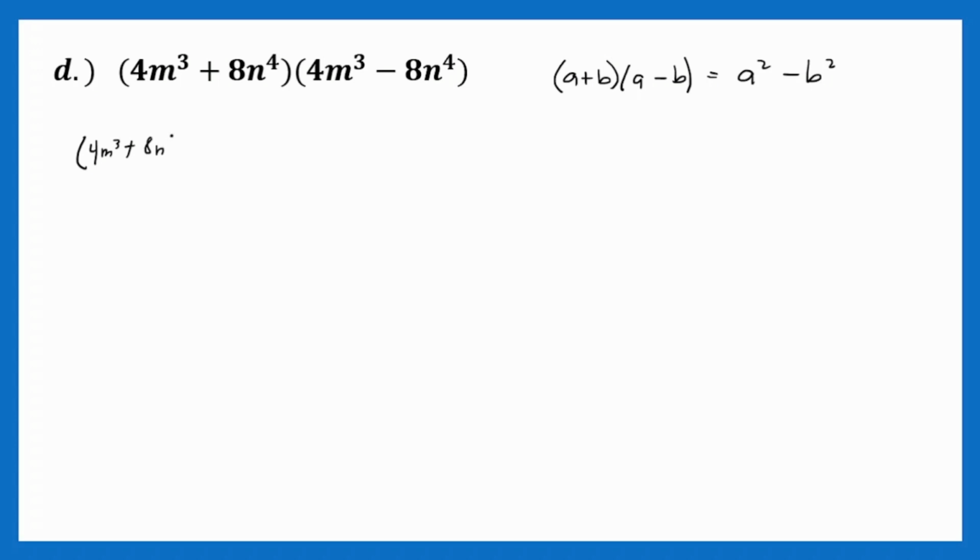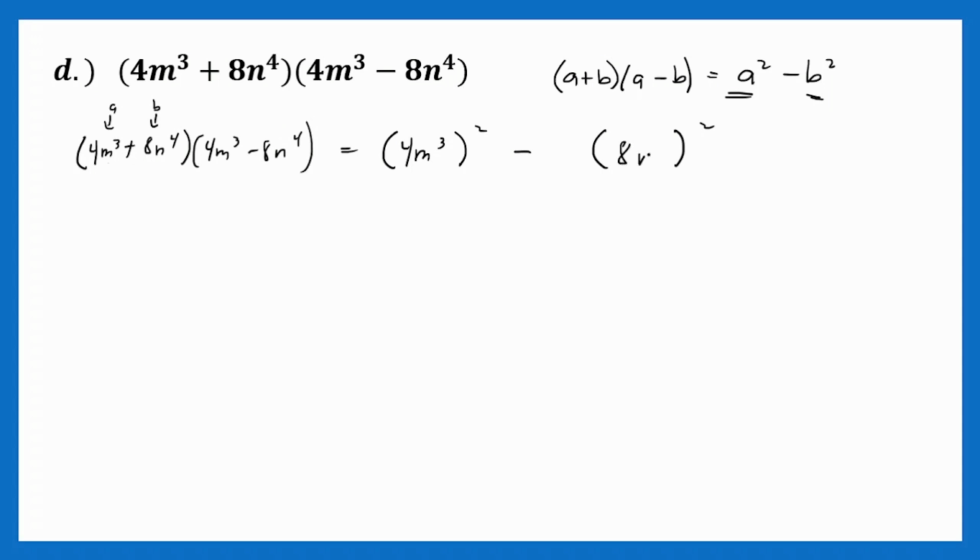Plus 8n raised to 4. 4m cubed minus 8n raised to 4. So, this is A. This is B. Okay? So, pattern tayo. Ito yung magiging sagot. So, yung A squared minus B squared. Okay, ipasok mo yung A. Ano yung A value? That's 4m cubed. Tapos, ipasok mo yung B dito. That's 8n raised to 4.